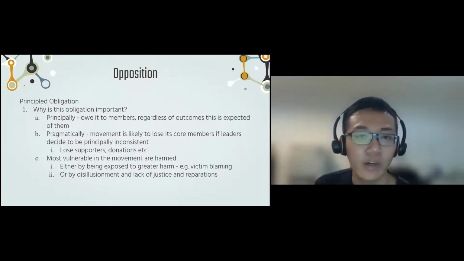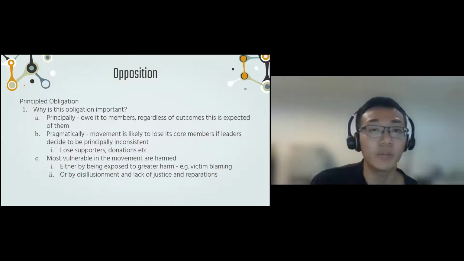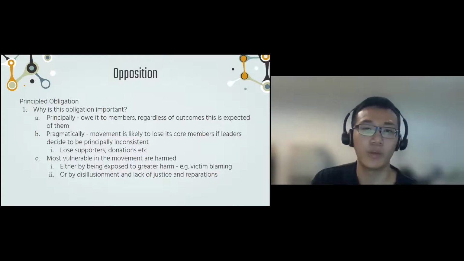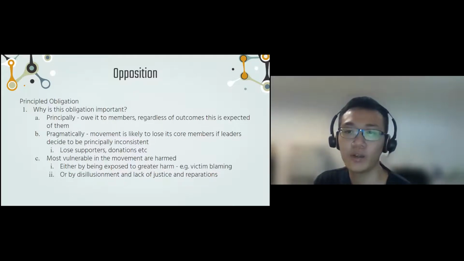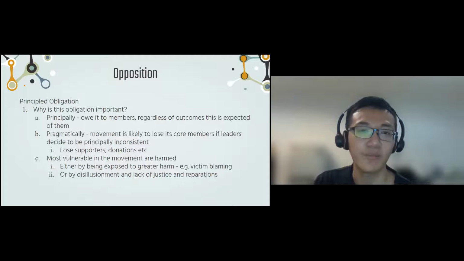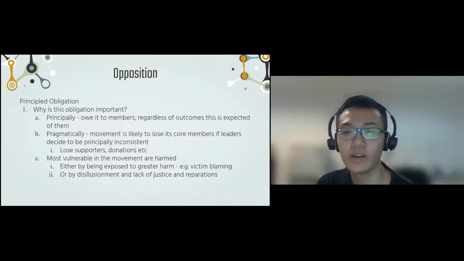So why is this obligation important? It's in terms of the principled impact of this, as well as that it also leads to pragmatic outcomes. So the first thing is just with regard to the principled obligation, you owe it to the members of your movement to do so, regardless of the outcome that is expected of you. So this is what we call a non-contingent argument or a non-contingent claim, that this claim exists, and once it is proven to be true, it still holds true regardless of what it leads to in terms of an outcome, right?